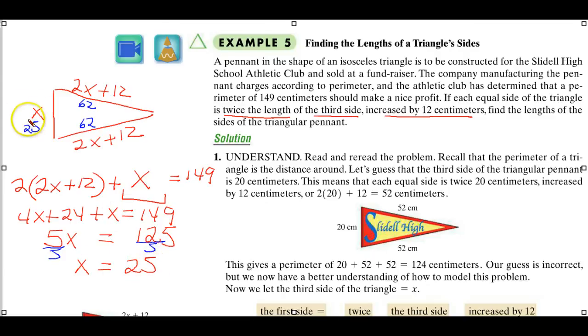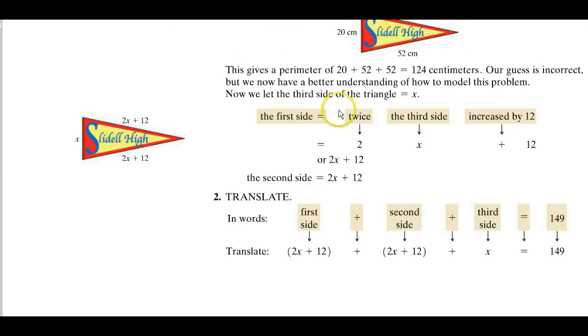So I put 25 in my original diagram. 2 times 25 is 50, plus 12 is 62. And these then are the dimensions of my pennant that adds up to 149. And it checks out nicely. And I would go along with what they've shown here, similar to what I've done.